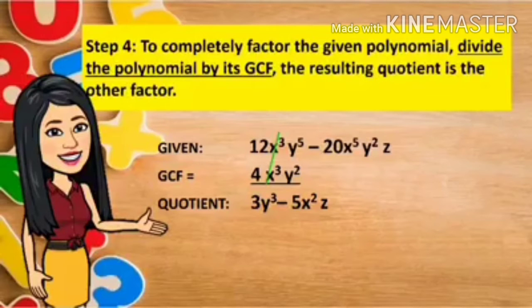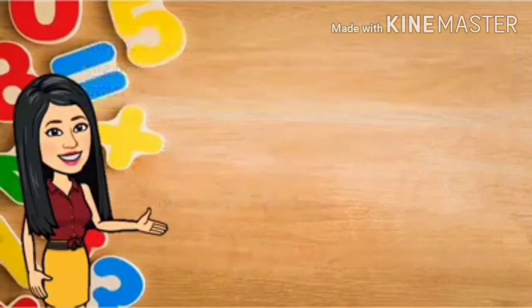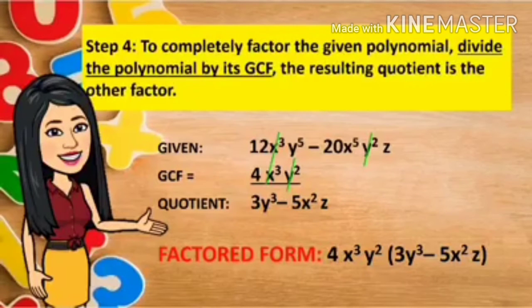Then we can cancel x cubed. Next is y raised to 5 divided by y squared. Again, subtract the exponents, it will become y cubed. Therefore, we have 3y cubed. Next term is negative 20 divided by 4, which is negative 5. x raised to 5 divided by x cubed, subtract their exponents, the result is x squared. Then we can cancel y squared. Then we can copy z. So we have negative 5x squared z. For the factored form, we have 4x cubed y squared times 3y cubed minus 5x squared z.